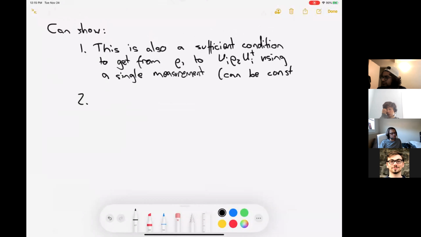The second thing you might worry about is that we assumed there was just a single measurement done by Alice and then local unitaries done by both of them. So the second thing you want to show is that using multiple measurements, maybe Alice does a measurement, and then depending on what outcome she got, Bob does a measurement in some different basis.